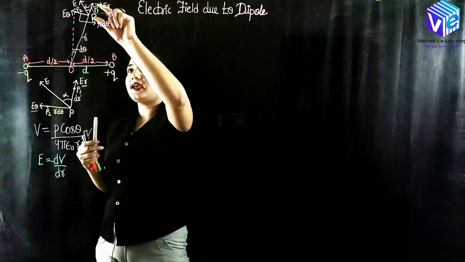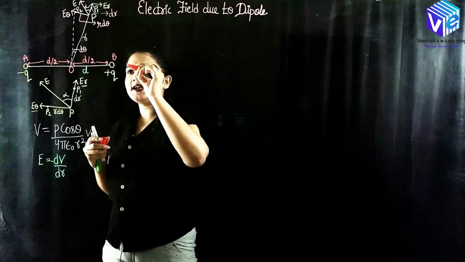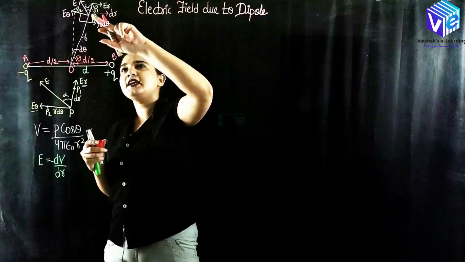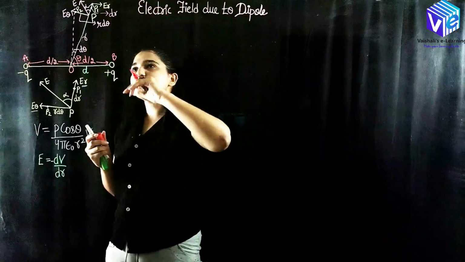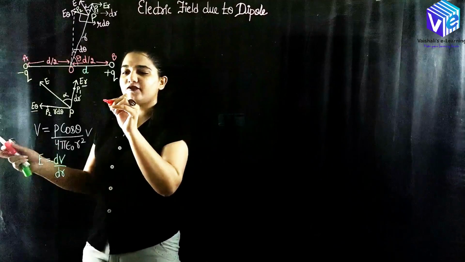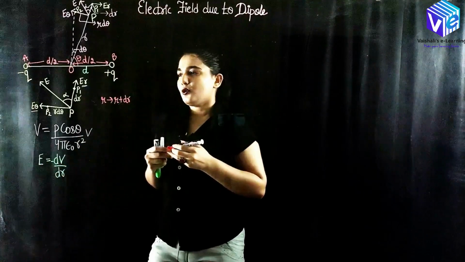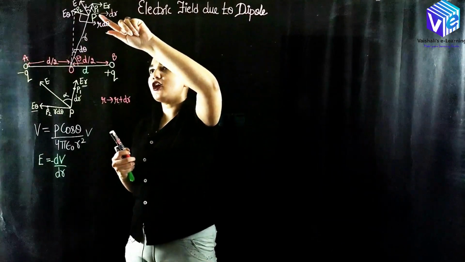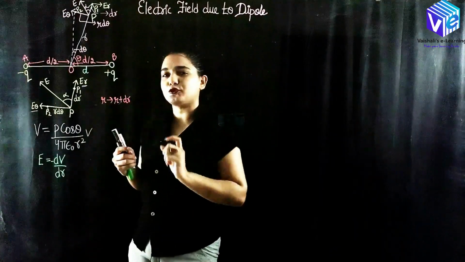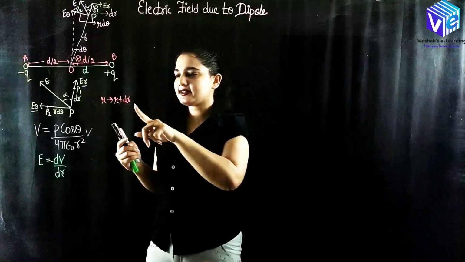Okay, so now if you see here, what is ER? In the case of ER, theta is constant. Theta will remain theta only if I am moving along ER. So theta is theta only, but what is changing? R is changing, from R to R plus dr. So I can say this distance PP1 is a small distance which is denoted by dr only. Up to OP we had R, and PP1 is a small distance dr.